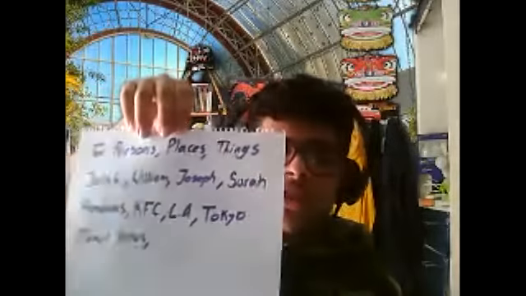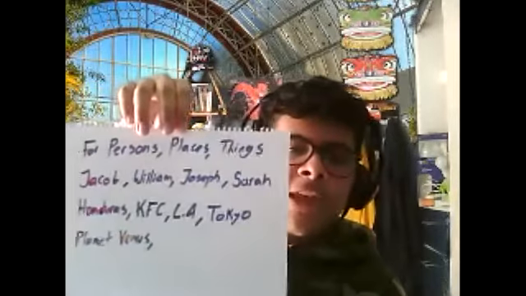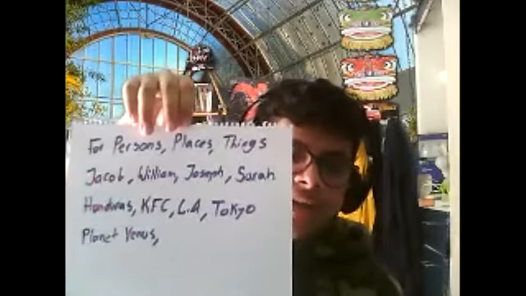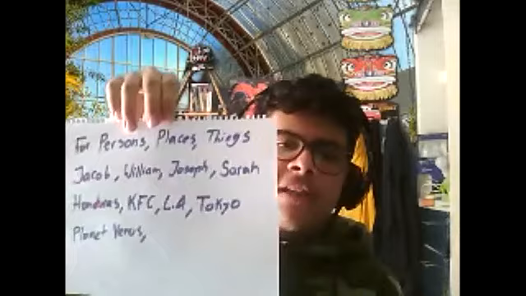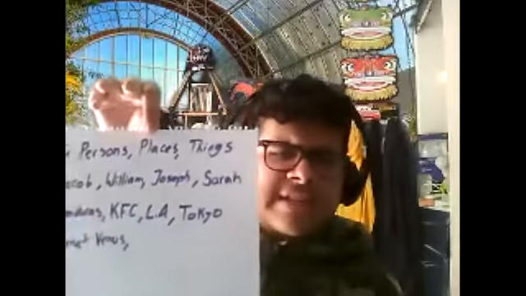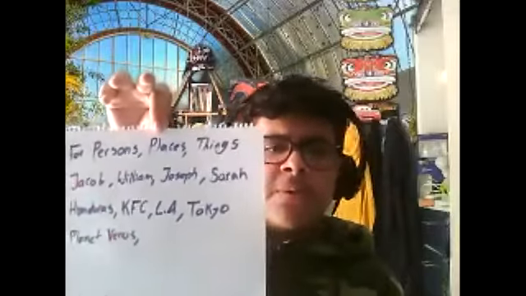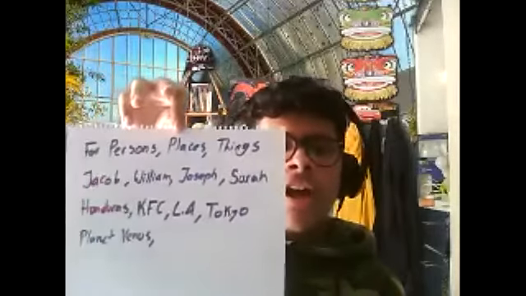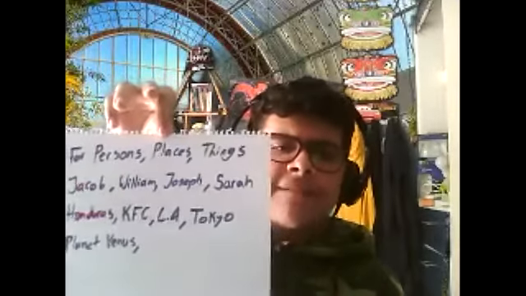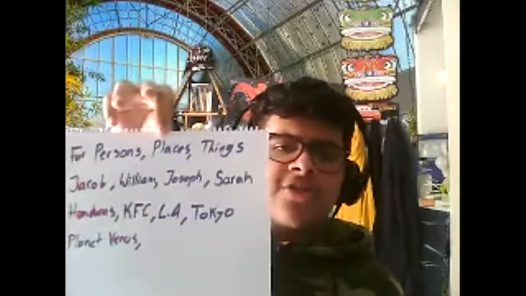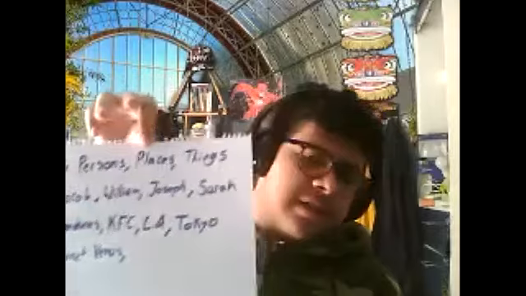Proper person names will be Jacob, William, Joseph, and Sarah. And proper places will be Honduras, KFC, LA, or Tokyo. And things will be planet Venus, or tomato or potato, as an example. But if we talk about common names, not proper, common names will be dad, mom, uncle, places such as the restaurant, the country, or things.